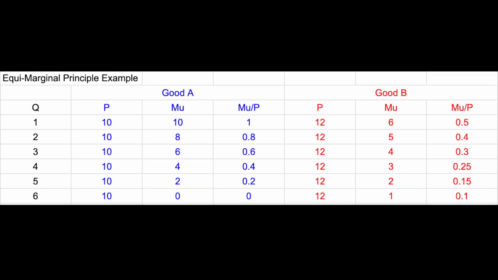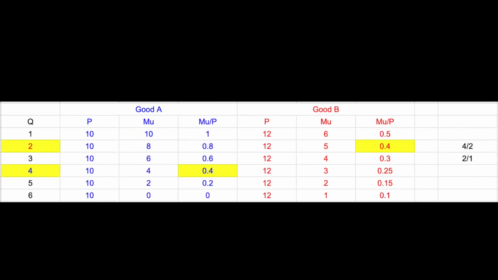So on this slide, I've filled in the next column, which is the marginal utility divided by price for each product. You can see that for good A, the marginal utility divided by price is 1, then it's 0.8, 0.6, 0.4, 0.2 and 0 as we add additional units of consumption. And for good B, it's 0.5, 0.4, 0.3, 0.25, 0.15 and 0.1. And then we use those figures to identify where the marginal utility divided by the price is equal for both of those products. So we can see that it's equal at 0.4.